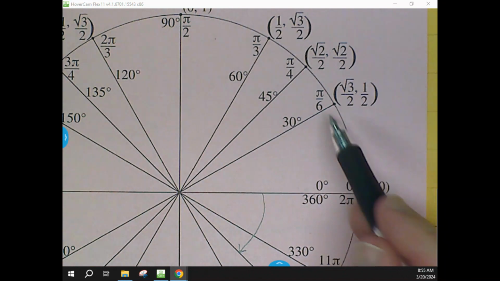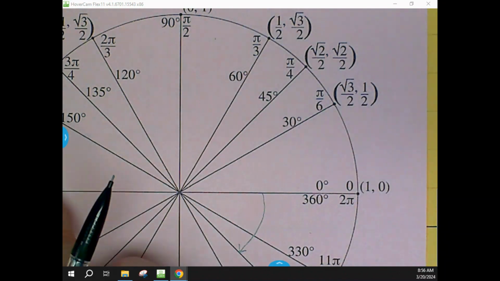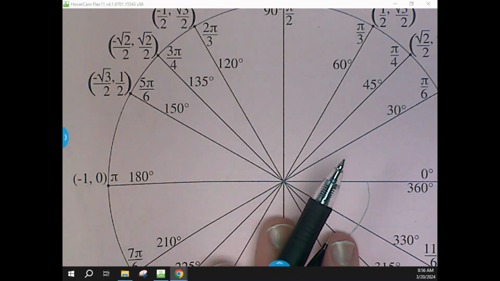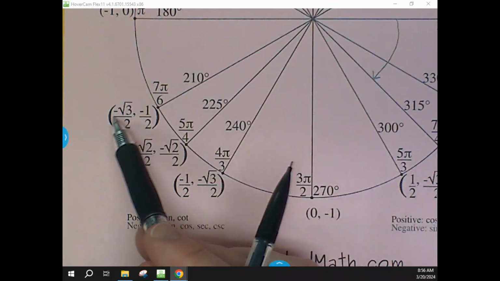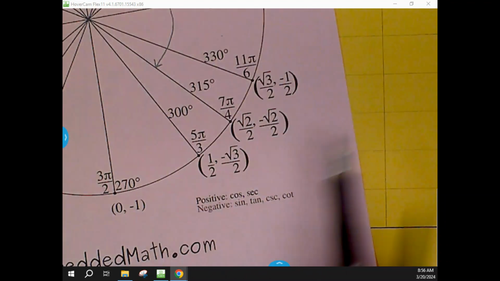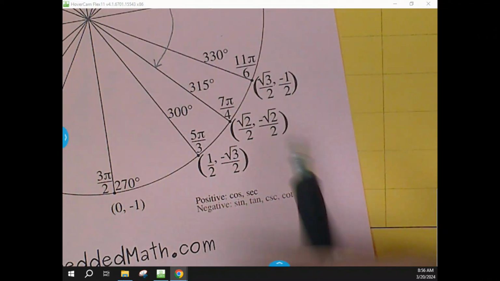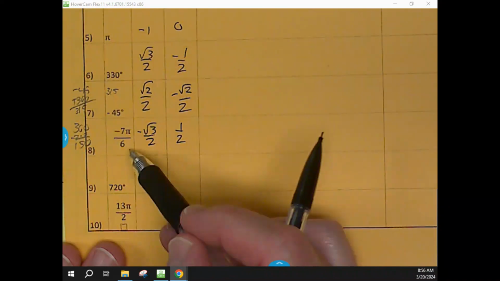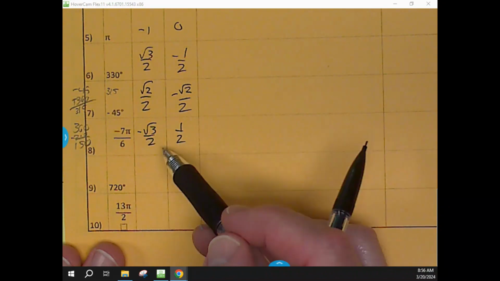Okay, and if you start to notice on these, everything that's a pi over 6 on the unit circle is square root of 3 over 2, 1/2. Here's your next pi over 6. It's square root of 3 over 2, 1/2. The first number is negative. If you go to the next pi over 6, it's negative square root of 3 over 2, negative 1/2. If you go to the other pi over 6, square root of 3 over 2, 1/2. So every time you get a pi over 6, it's always going to be square root of 3 over 2, 1/2. It's just going to depend on which one's positive and which one's negative to get it in the right location.